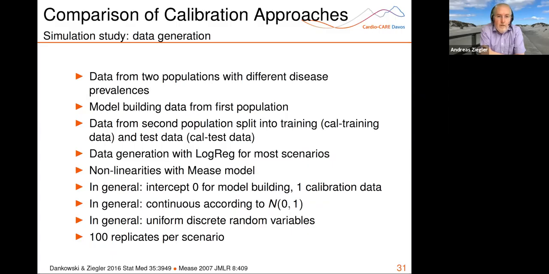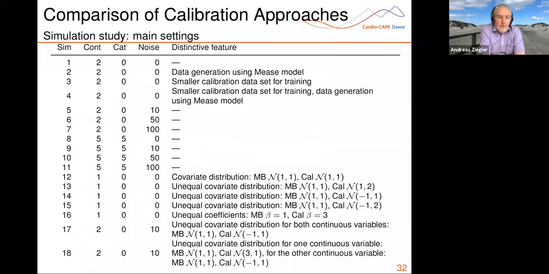In general, in our simulations, the intercept was 0 for model building and it was 1 for calibration data. In general, continuous covariates were generated according to a standard normal, but we deviated from this in some of the simulation models. In general, we used uniform discrete random variables when we used discrete ones, and we used 100 replicates per scenario. How many scenarios did we look at? In fact, it was 18.